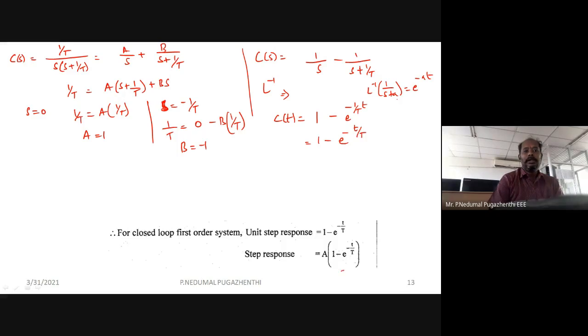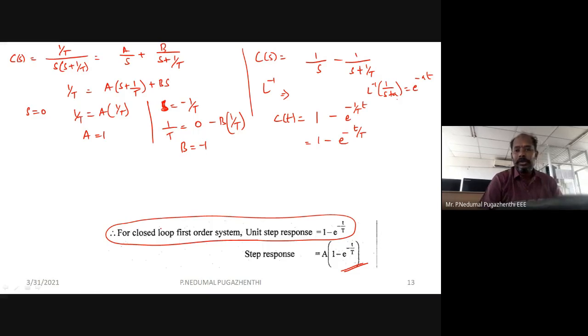You can see that here the unit step response of a first order system with transfer function G of S equal to 1 by Ts is 1 minus e power minus t by t. Now, if I am asking for an impulse response, what will you do?